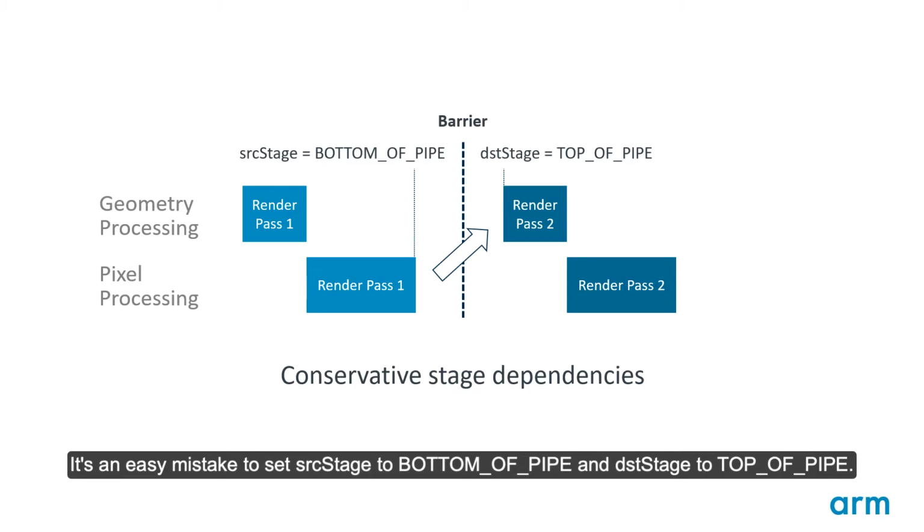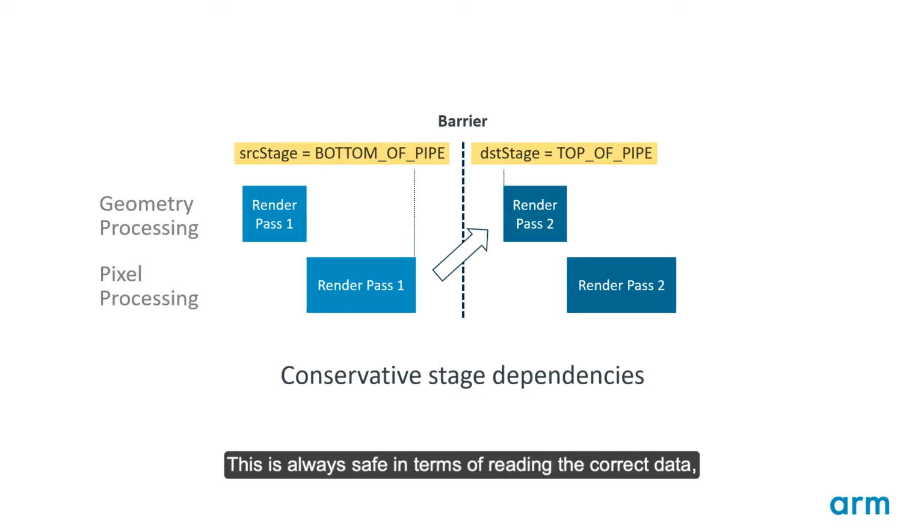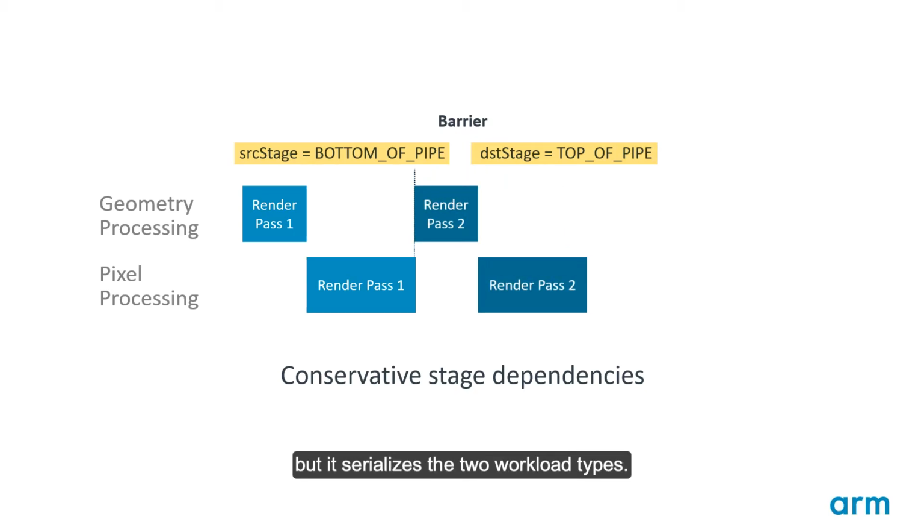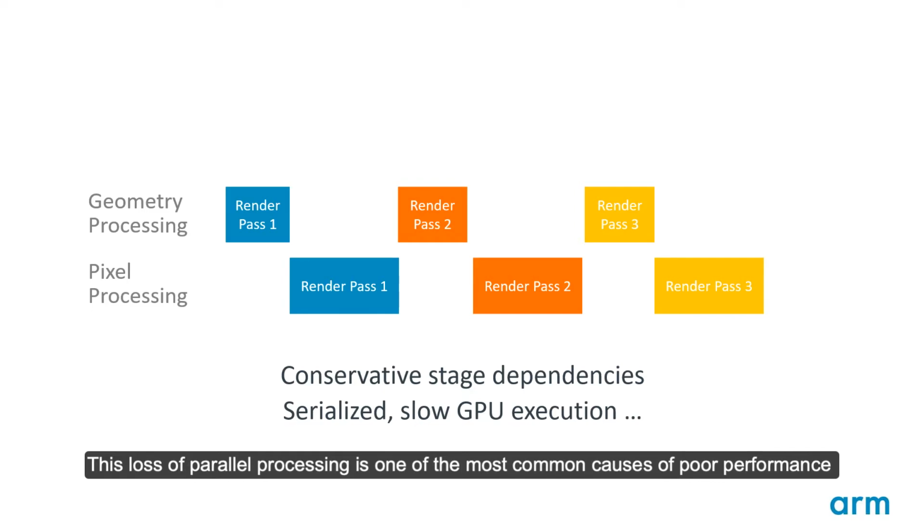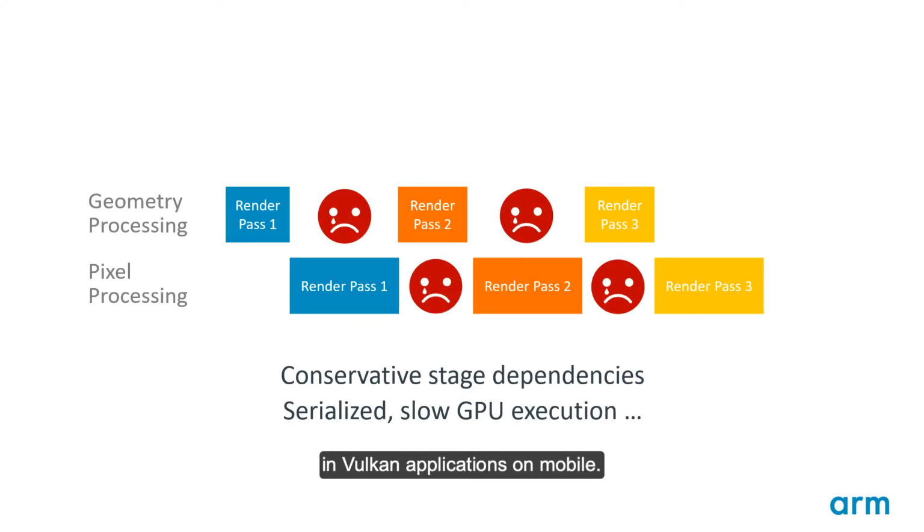It's an easy mistake to set source stage to bottom of pipe and dest stage to top of pipe. This is always safe in terms of reading the correct data, but it serializes the two workload types. This loss of parallel processing is one of the most common causes of poor performance in Vulkan applications on mobile.